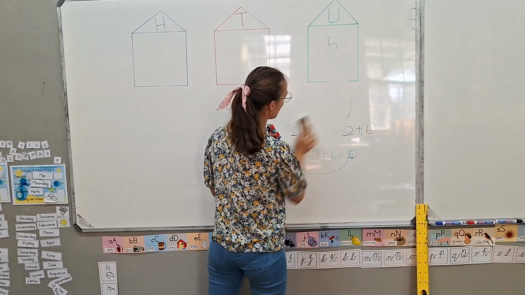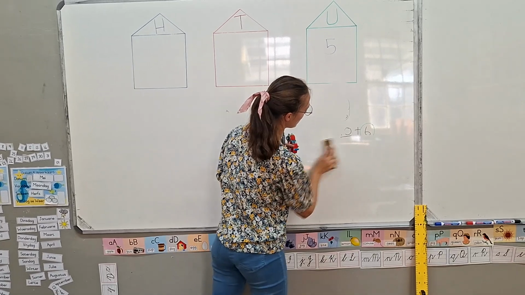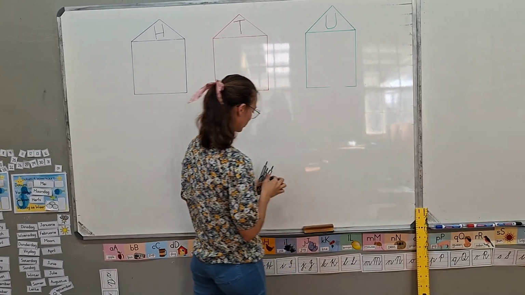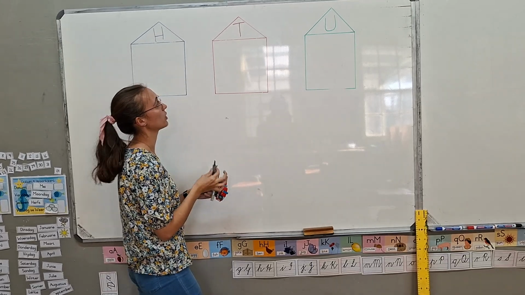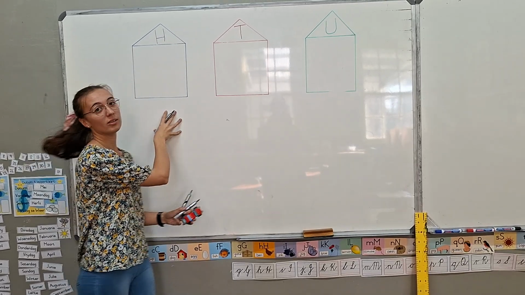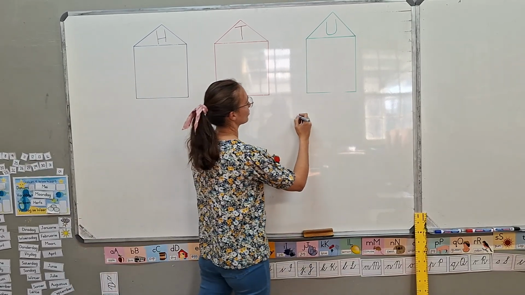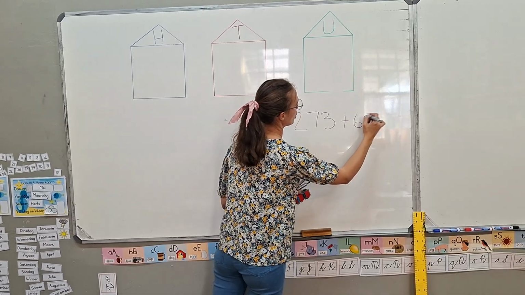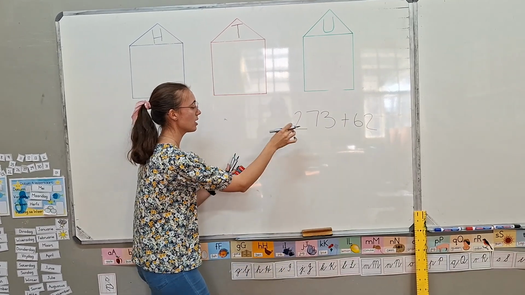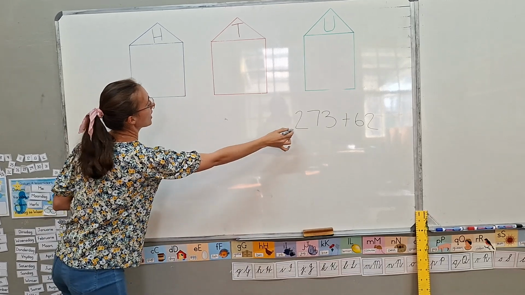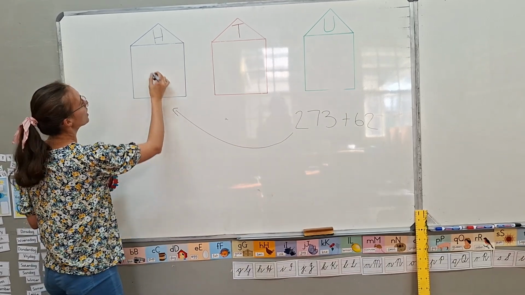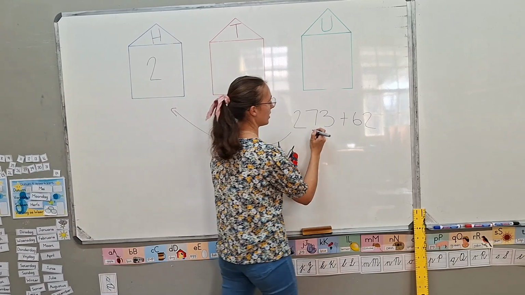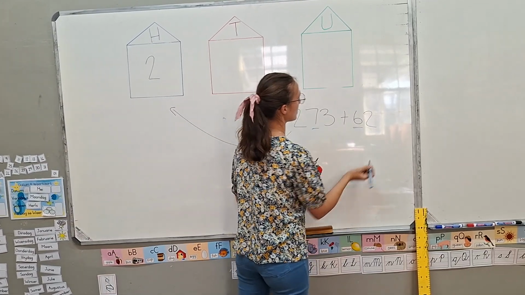So let's do another sum to demonstrate the place value. I'm going to make use of a larger amount to make use of the hundreds. So it's 273 plus 62, for example. There's a hundred, so that 100 will come over here. So there's 200. But now you need to see that there's a 70 and there's a 60.